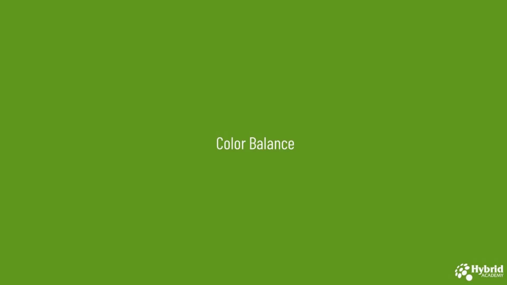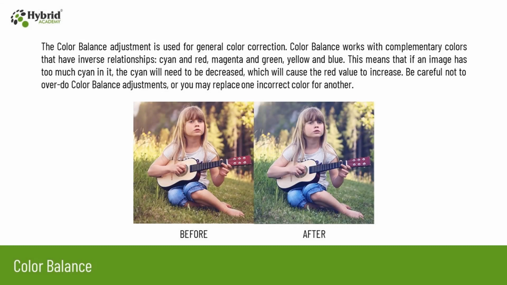Now let's move on to the next section of this session, that is color balance. Color balance adjustment is used for general color correction. Color balance works with complementary colors that have inverse relationships, that is cyan and red, magenta and green, yellow and blue. This means that if an image has too much cyan in it, this cyan will need to be decreased, which will cause the red value to increase. Be careful not to overdo color balance adjustments, or you may replace one incorrect color with another.